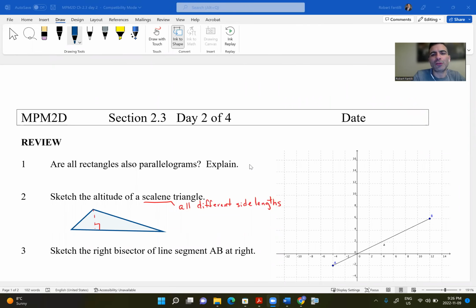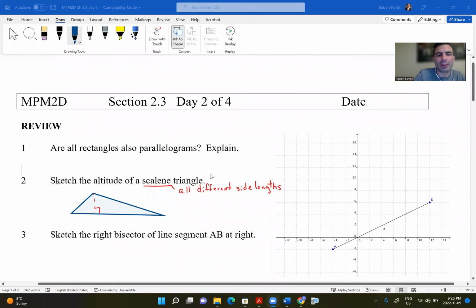Okay, guys, looking at 2.3 day 2, and I took the liberty of going ahead and inputting a couple of things in the handout already so that the video could be a little bit shorter. So you'll see some things I've already pre-populated here.